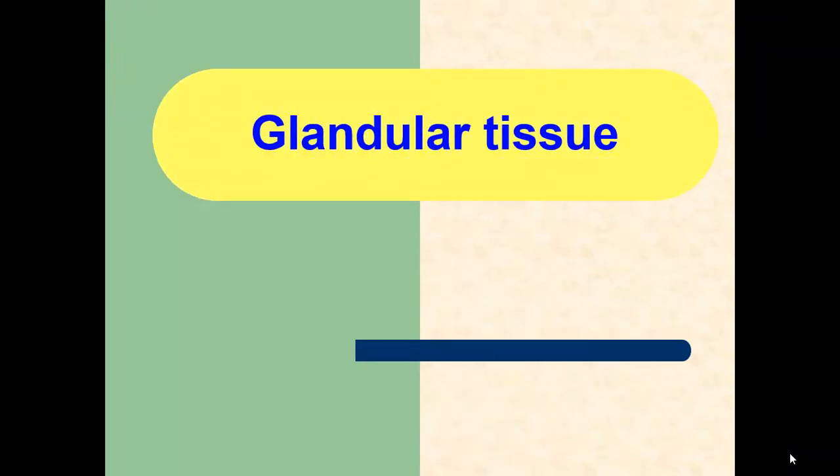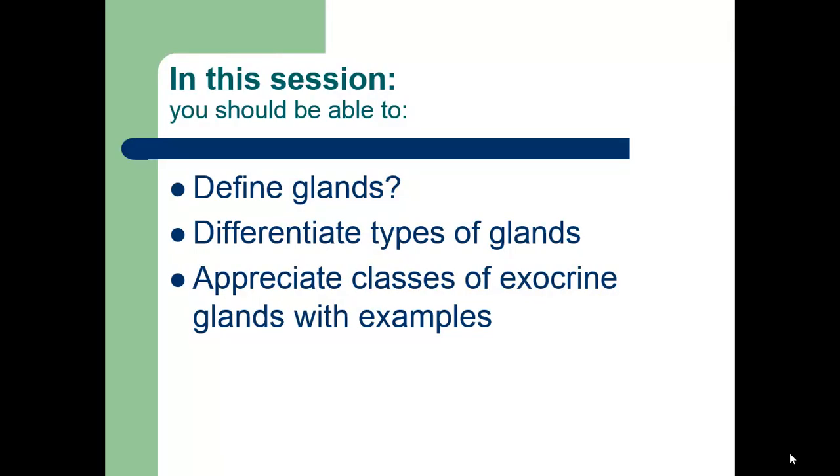Welcome to this session. In this session we are going to talk about glandular tissue, or glandular epithelium. What we are doing in this session is we need to define glands. What are glands? And we need to differentiate between the big types of glands, and we also need to appreciate the classes of exocrine glands, giving examples for each class. So this is what we need to do in this session.